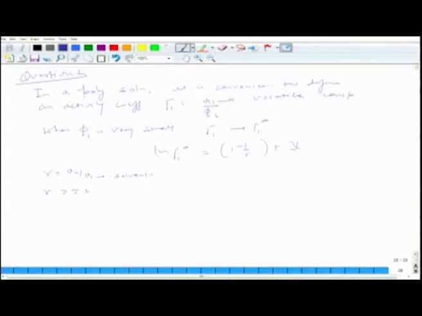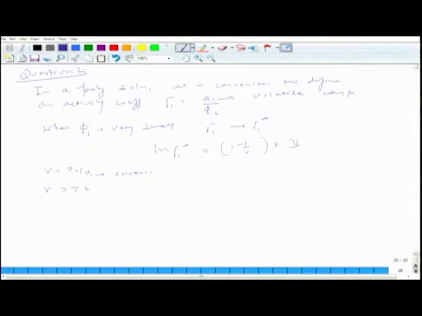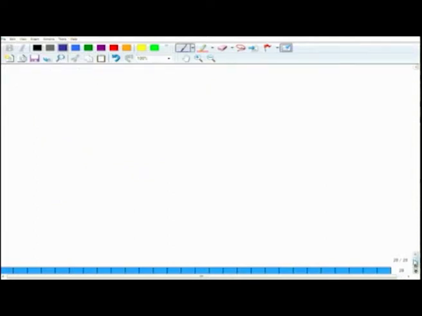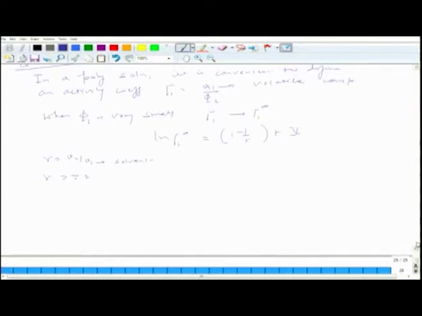Now, let us consider a specific case. Let us assume a film of polyvinyl acetate which contains traces of isopropyl alcohol.